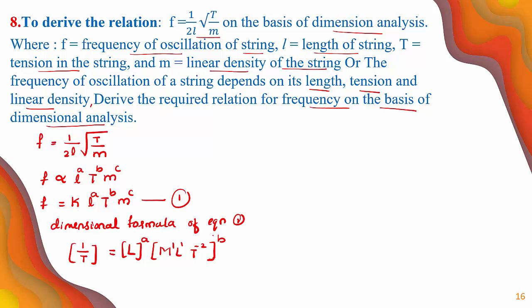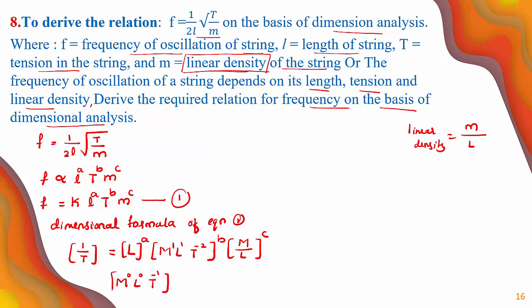Then the third term is m. m is not mass here. Read the problem. m indicates linear density. Linear density is equal to mass per unit length. Right? I can write mass per unit length, M by L, raised to C. Now we can write 1 by T as M raised to 0, L raised to 0, T raised to minus 1. This is frequency.